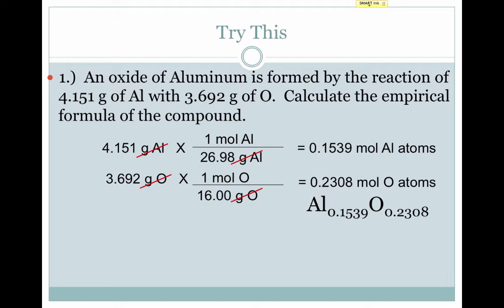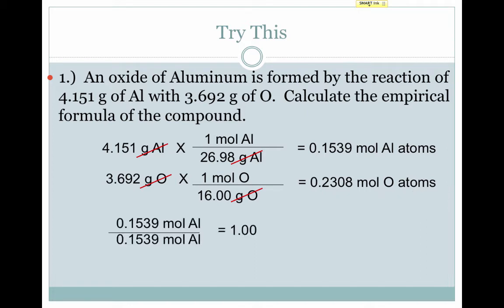And that just doesn't make sense, since we can't divide atoms into smaller pieces. So how can we get rid of these decimals? Well, we can divide each of the values by the smaller of the 2 numbers, in this case, 0.1539. So 0.1539 divided by 0.1539 gives us 1, and 0.2308 divided by 0.1539 gives us 1.5.